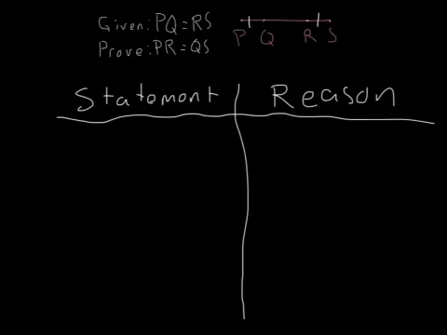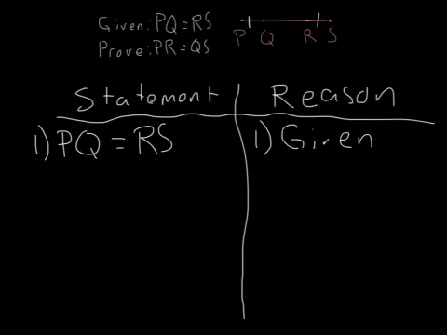To start things off, you always give yourself a statement reason chart if we're doing a 2-column. And then we always start with what's given. So our first step's always easy. We say PQ is equal to RS, and the reason is given. That's always your first step. Here we have given PQ is equal to RS, and we just rewrite that down here.